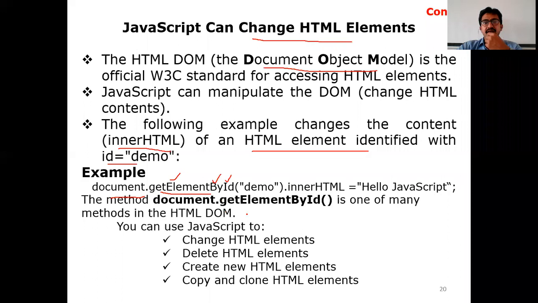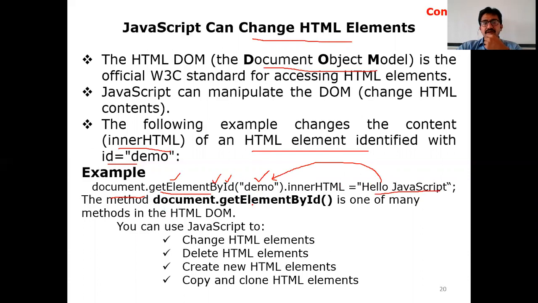Now here, ID. Whichever HTML tag has the ID demo, it will access that HTML element dot innerHTML. Inside that innerHTML, what you are trying to display is hello JavaScript. So wherever the HTML tag has the ID equal to demo, in its place innerHTML changes the text to hello JavaScript, right?